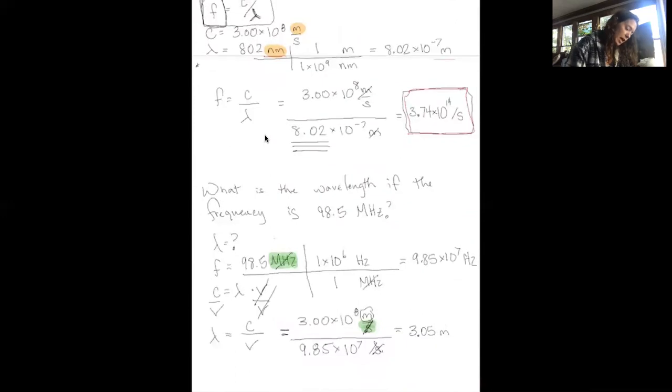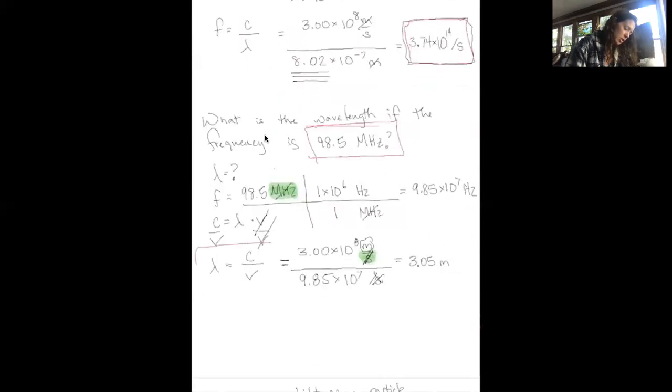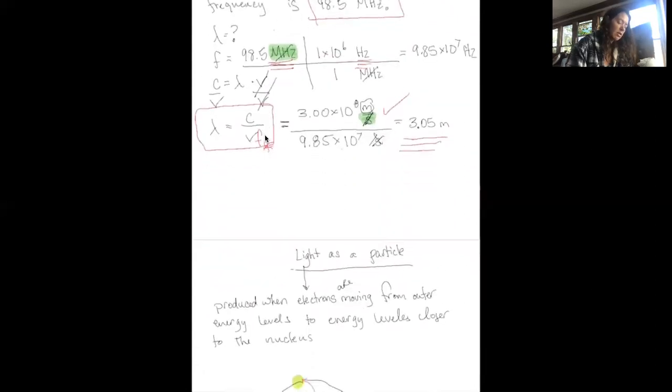We then had a problem that gave us the frequency in megahertz and asked us for the wavelength. We wrote down our equation that we would need. We plugged in the speed. We had to convert the megahertz to hertz because our frequency, f, always has to be in hertz to plug it in. We divided the speed by the frequency in hertz, and we ended up with our wavelength in meters, and we rounded to the correct number of sig figs and labeled it.